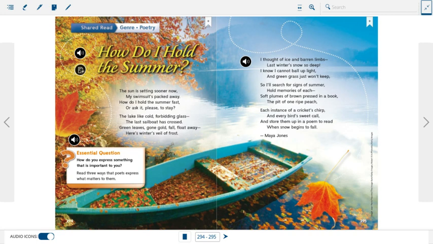And last but not least, we said that we saw alliteration. And if I remember what alliteration is, the same sound used over and over again. Setting sooner, gone gold. I saw some others. Oh, green grass. So, again, all of these features of a lyric poem are evident within How Do I Hold the Summer?